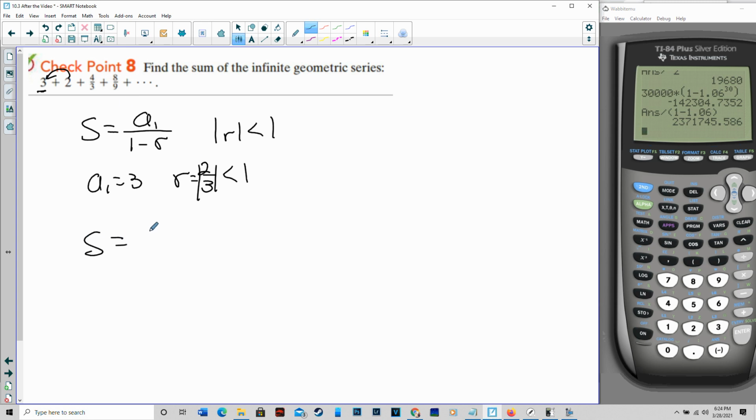The sum is equal to, a sub 1 is 3 over 1 minus 2/3. Now what I would do to finish this one is I'd multiply everything by 3. And the reason I'm picking 3 is because of that fraction right there. And this will get rid of the complex fraction. We have 9 over 3 minus 2. Those will cancel, leaving 2. So the sum of all those is 9.